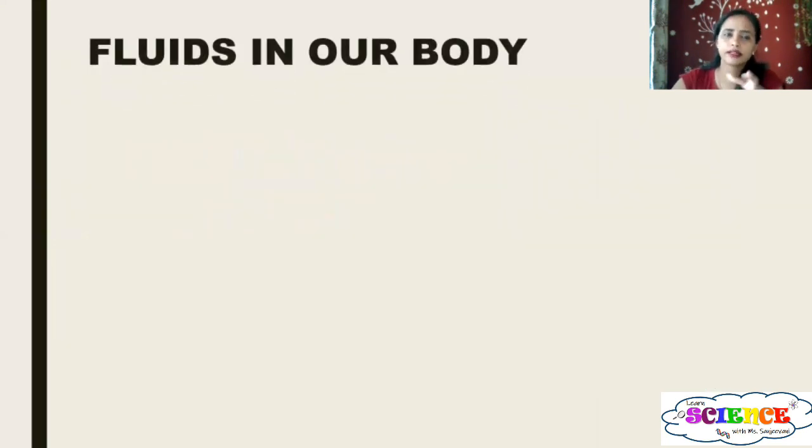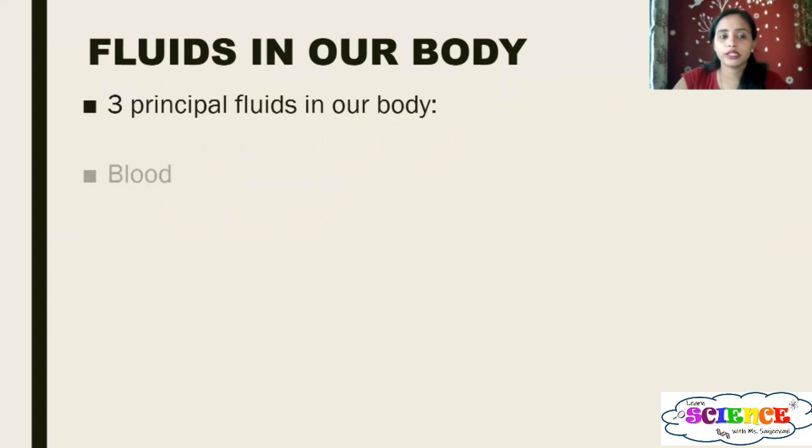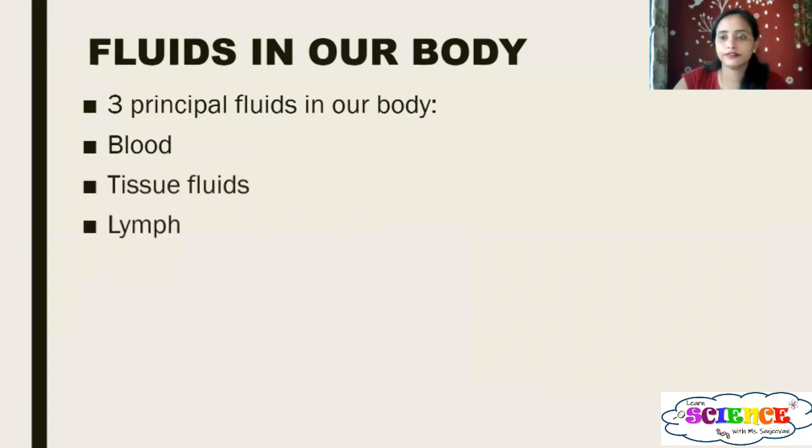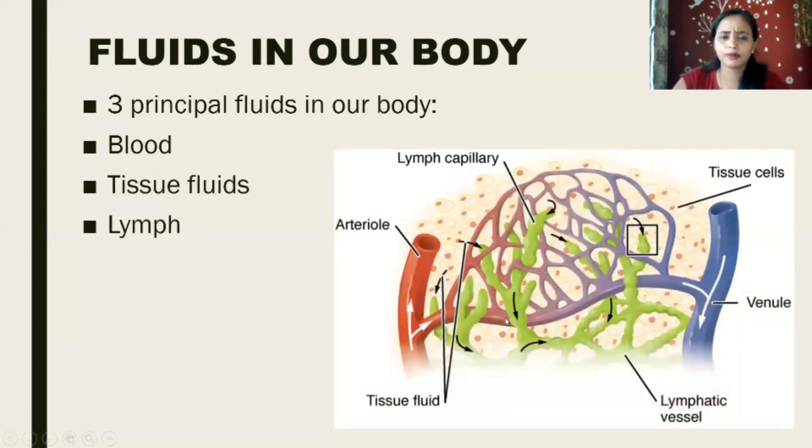Before that, let us discuss the different fluids which are responsible for transportation in our body. The three principal fluids in our body which are responsible for transportation of substances are blood, tissue fluid, and lymph. Everyone knows about blood, right? Blood flows in arteries and veins. When blood enters through arteries, it gets distributed in capillaries, and we have studied that capillaries have a very thin wall, just made of a single layer of cells.